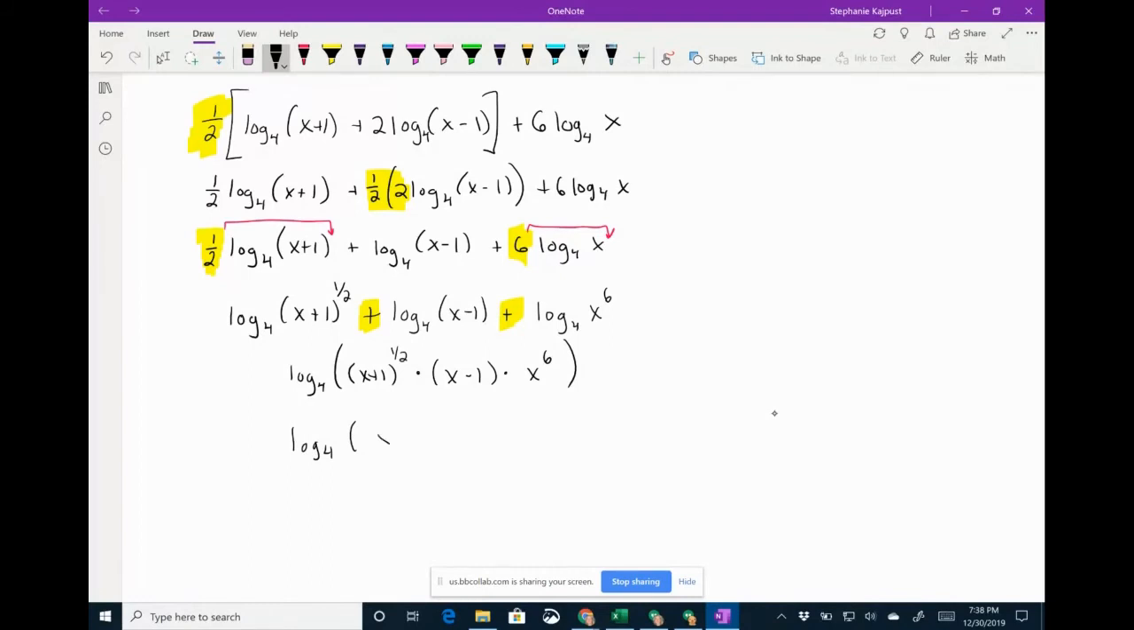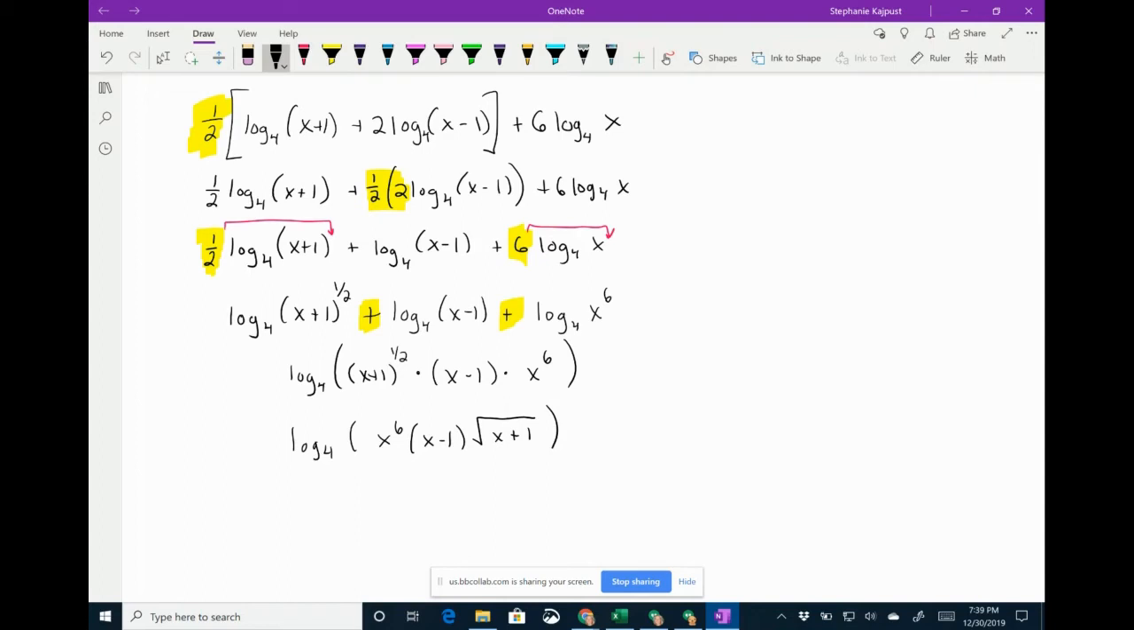But I'm going to rearrange these just so it's a little easier to read. So we have x to the 6th, then the x - 1, and then I'm going to put the square root in the back so that it's clear what's underneath the square root. And so we have a log base 4, and then everything we're taking the log of is the x to the 6th times x - 1 times the square root of x + 1. And there's not really any way to simplify that further without making it look even nastier.